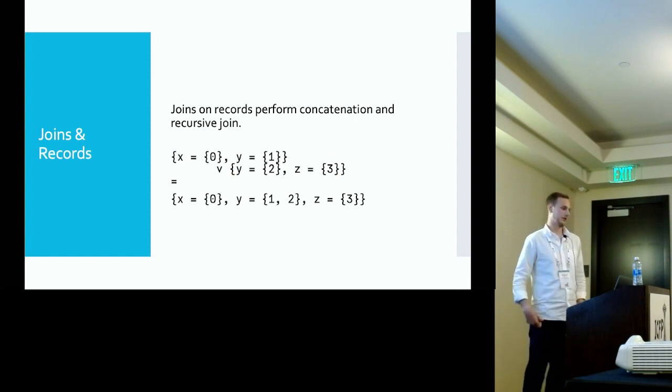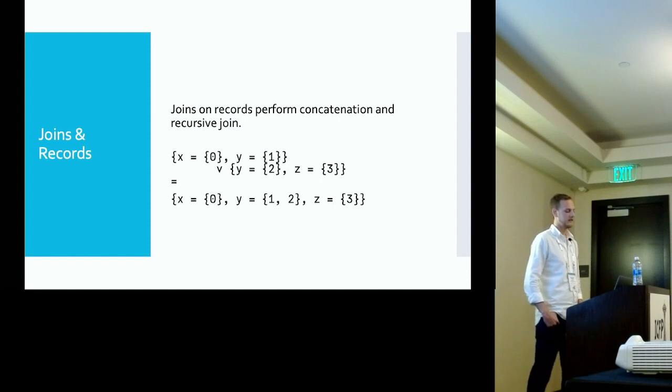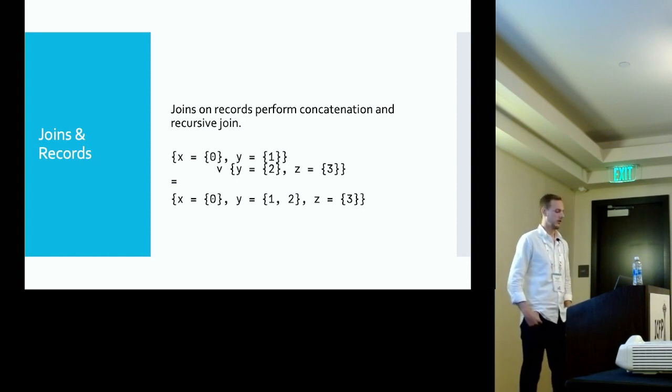Joins also work on records. So it behaves kind of like record concatenation, with the caveat that if you join two records that have shared fields, the join will recursively distribute over those shared fields. So here we have two records. The first record has fields x and y, and the second has fields y and z.